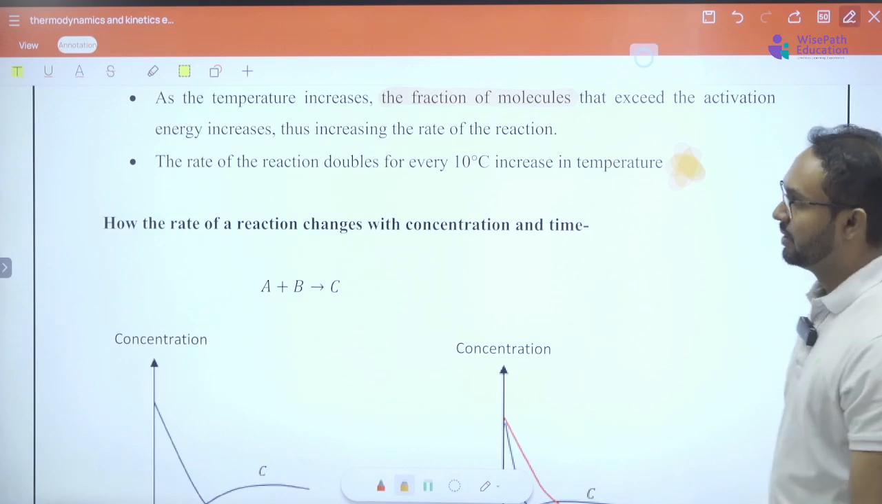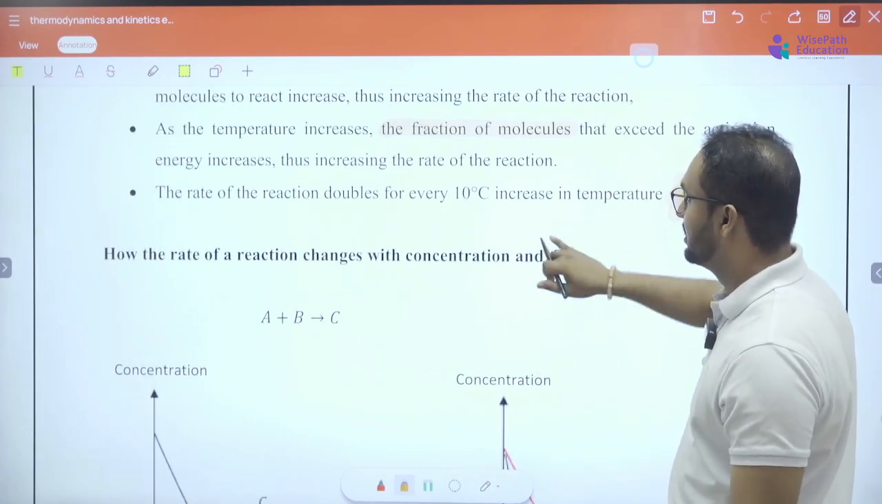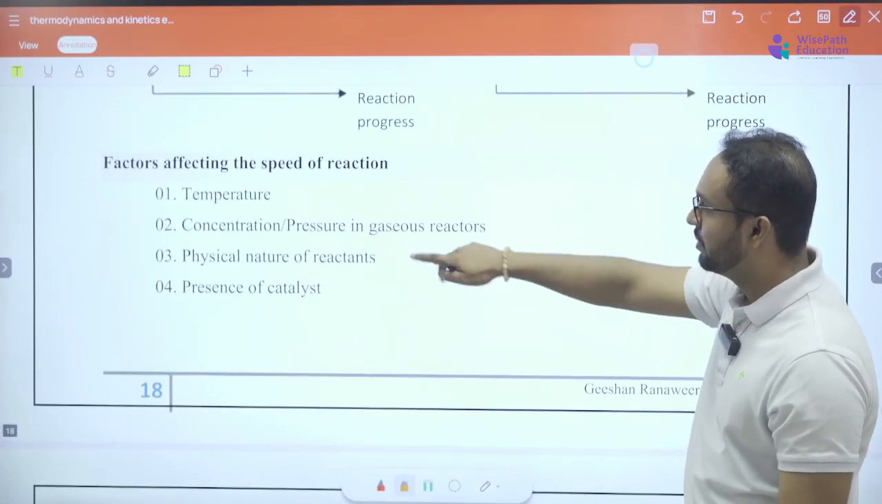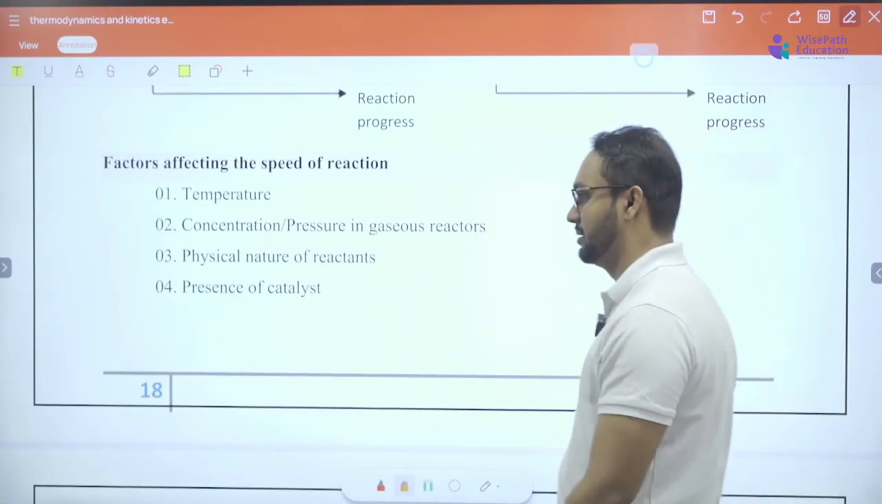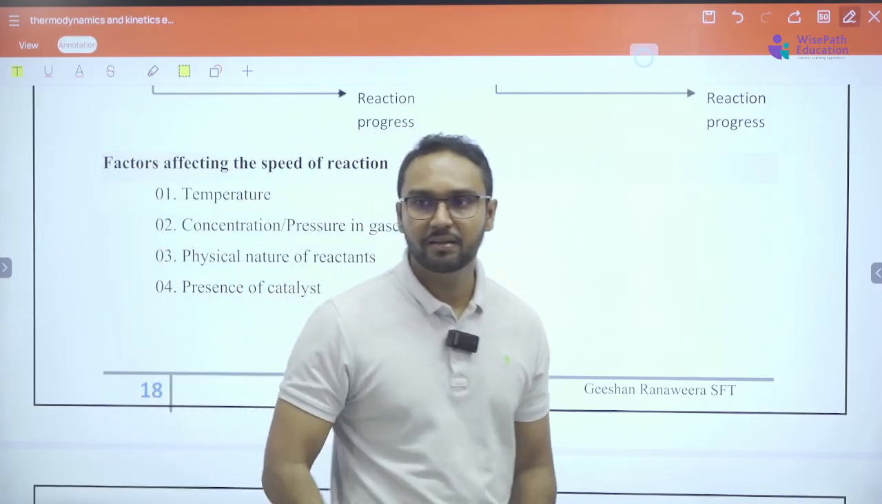Right. Now come to this. Next is concentration. The second is what? Concentration, and pressure in gaseous reactions. That is also important, how concentration affects the rate of reaction.